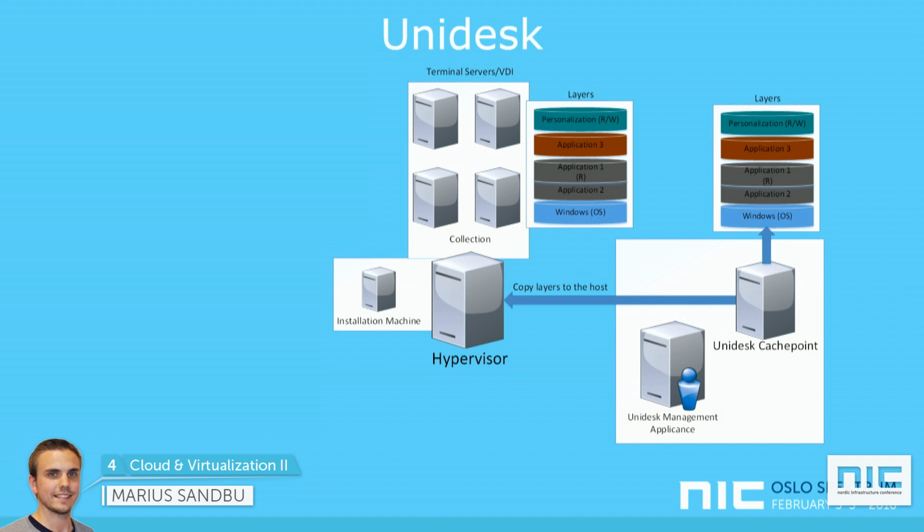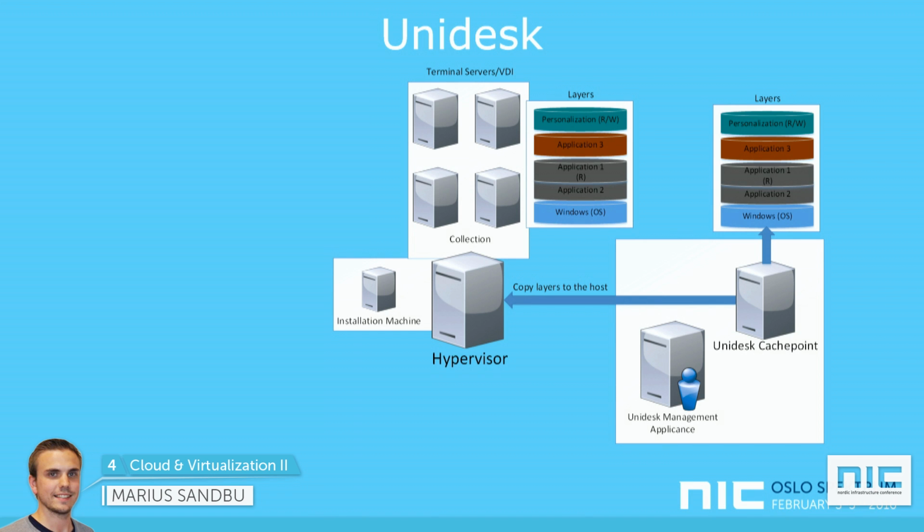It's a simple architecture. We have a management appliance running Linux, where we do all the administration and deployment and so on. We have something called a cache point, which stores all the layers. So Unidesk can do application layering, personalization layering, and operating system layers. When we connect it to a hypervisor, the first thing we do is we have an installation machine, which is basically the golden or the template that we use. So we install 2012 R2. Then we do a capture of the virtual machine, store it in an OS layer, and then we can create another installation machine and start creating application layers on top.